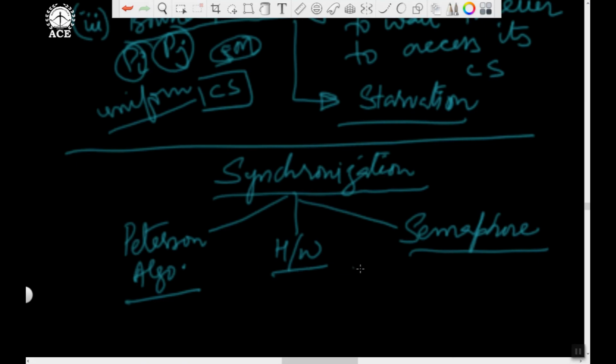These are called the three standard synchronization mechanisms. So in the next video lecture we will talk about these mechanisms.